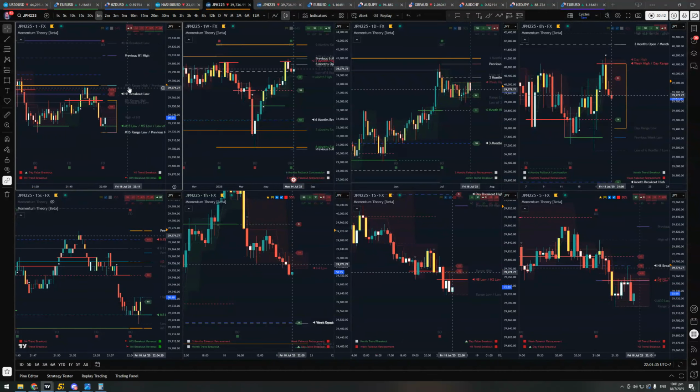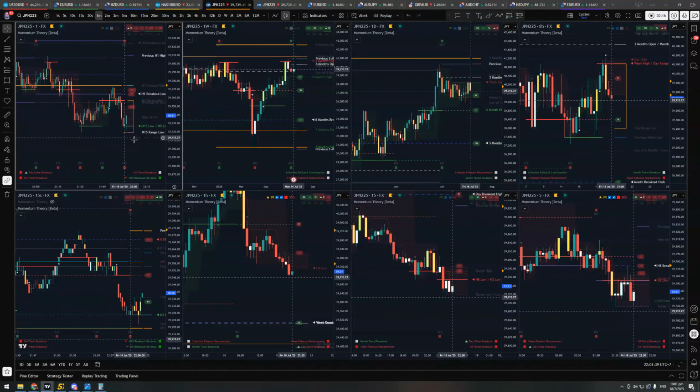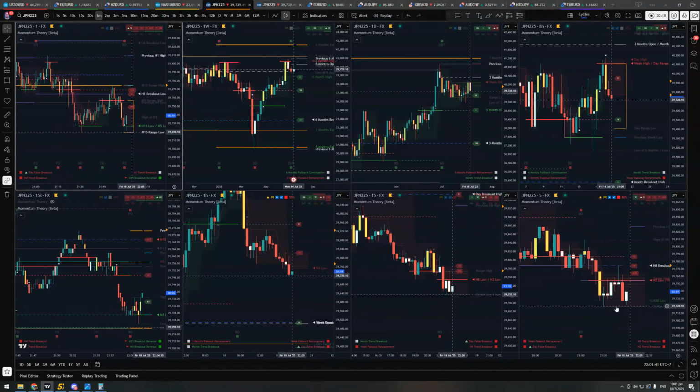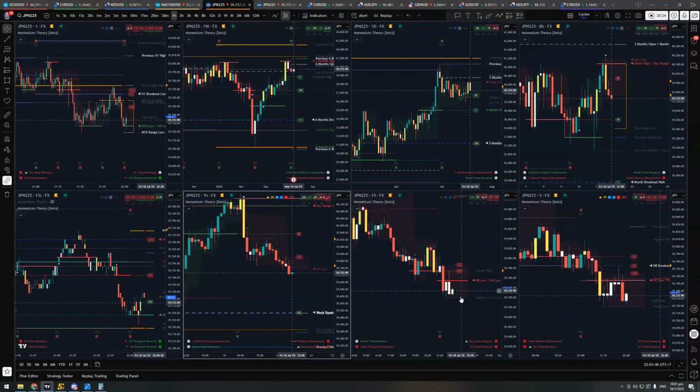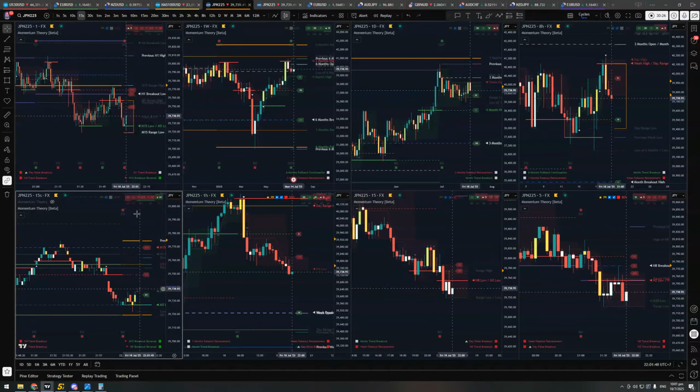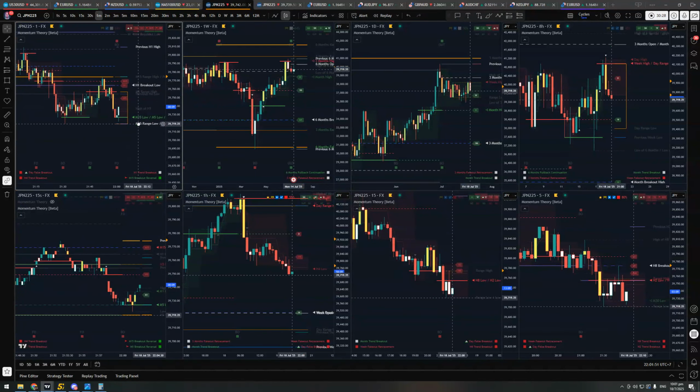Okay, so first thing I want to see is price come down. If it doesn't do that, then I don't mind taking the breakout because we are in a range here on the M5. M15 also in a range. So if I take breakouts, I want to break out of a range or some type of level.